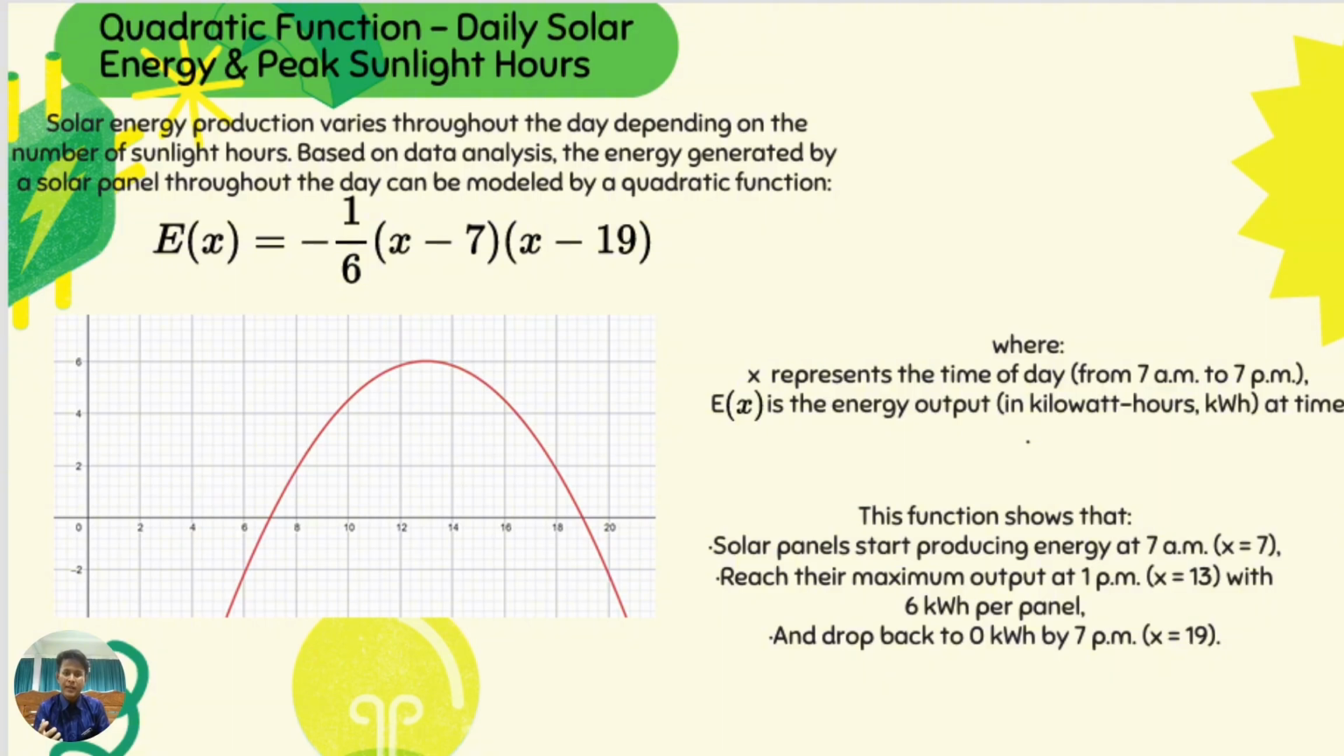Here, x represents the time of the day, and E(x) is the energy output in kilowatts per hour. This function shows that a solar panel starts producing energy at 7 a.m. Why? Because it is the time when the sun rises, and it reaches the maximum output at 1 p.m. with 6 kilowatts per panel and drops back to 0 kilowatts by 7 p.m. because the sun has set.